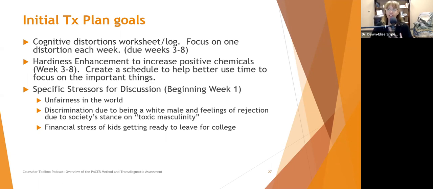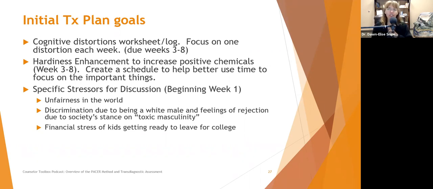Hardiness enhancement to increase positive chemicals. That's that chart of positive things that are important to him. Weeks 3 through 8, we're going to start talking about that. But I want him to create a schedule to help him better use his time to focus on the important things. So he's spending less time reading the news, reading 7 different versions of the news and getting upset.